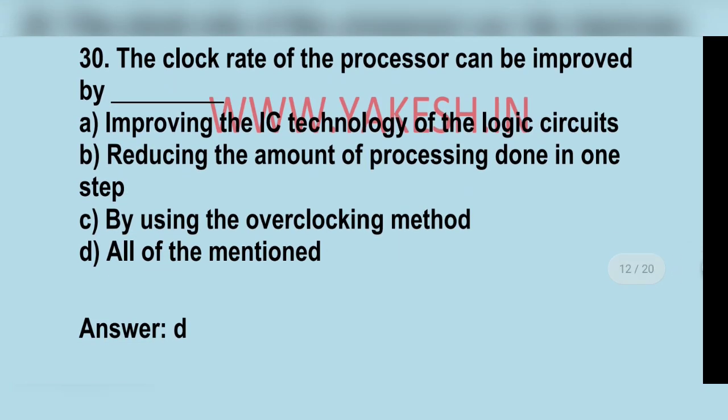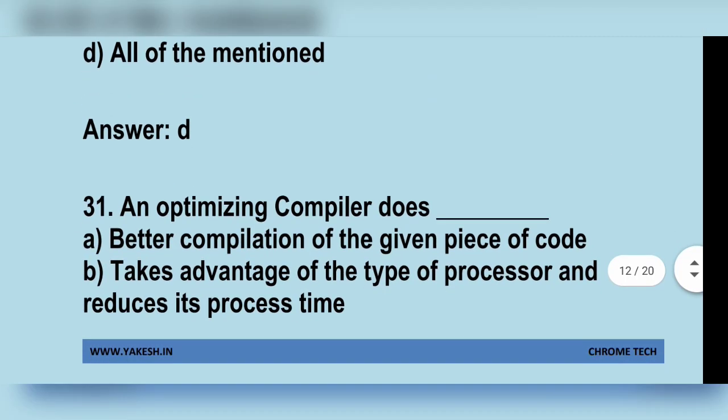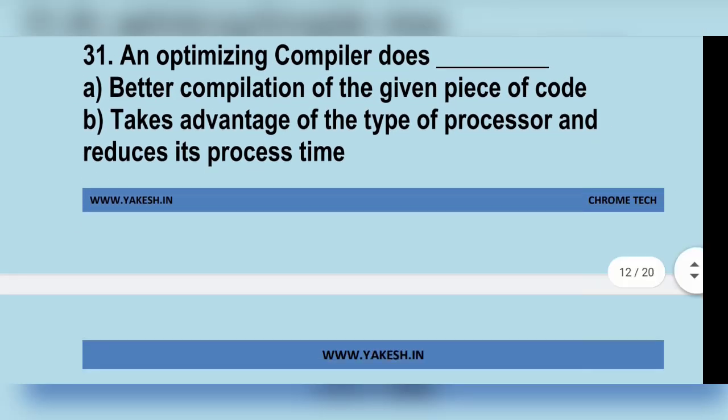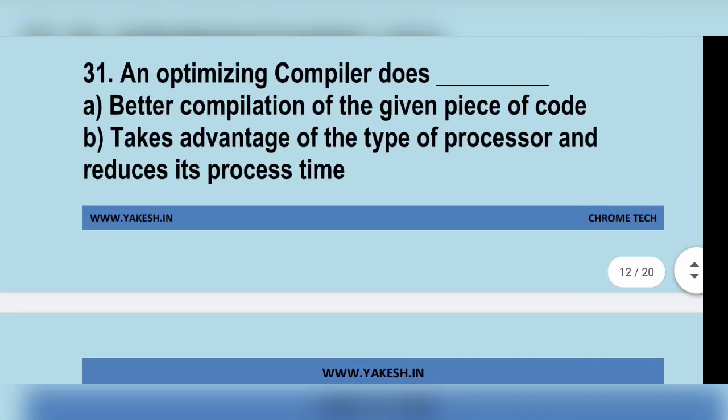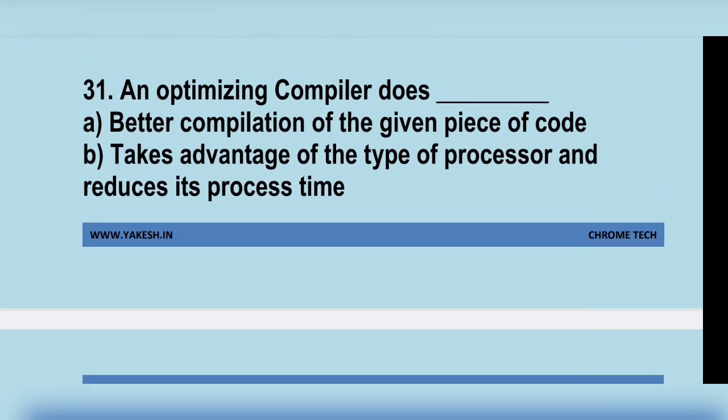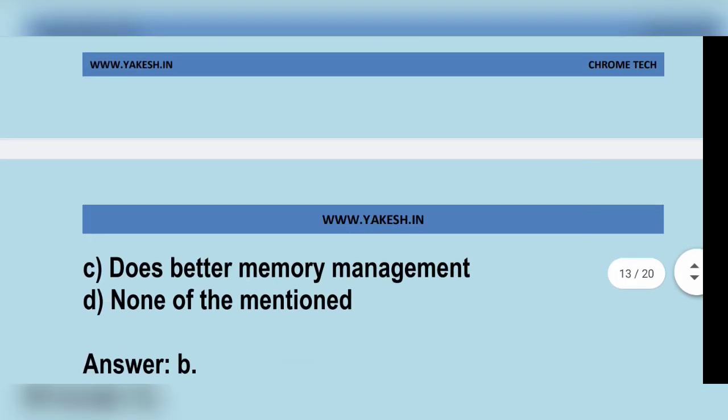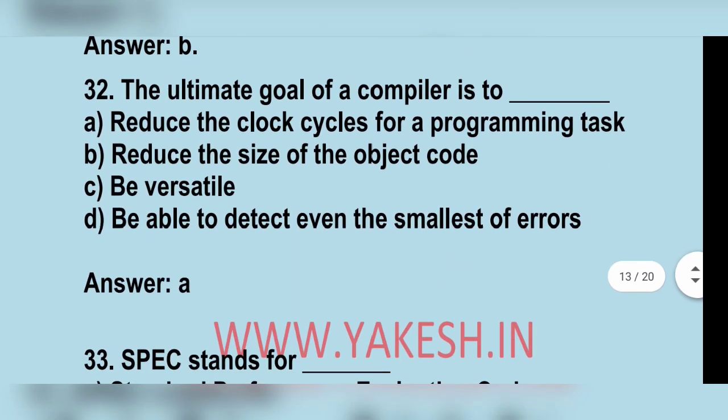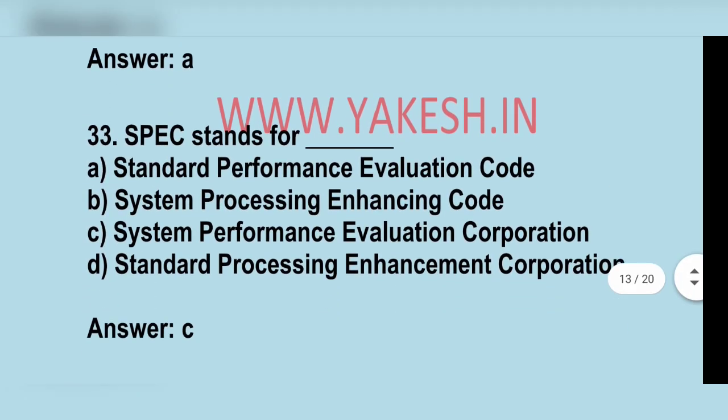The clock rate of the processor can be improved by option D, all of the mentioned: improving the IC technology of the logic circuit, reducing the amount of processing done in one step, using the overclocking method, and an optimizing compiler. The ultimate goal of a compiler is to option A, reduce the clock cycles for a programming task. Option A is the correct answer.